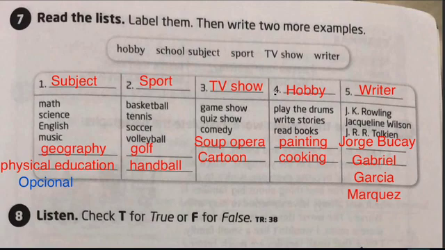Then, number 4, play the drums, tocar los tambores, la batería. Write stories, read books, okay? Read books. These are hobbies, okay? So the label is la etiqueta, el título, the title is hobby. Another two hobbies are painting and cooking. Here in hobbies we have a lot, okay? We can also have sports.